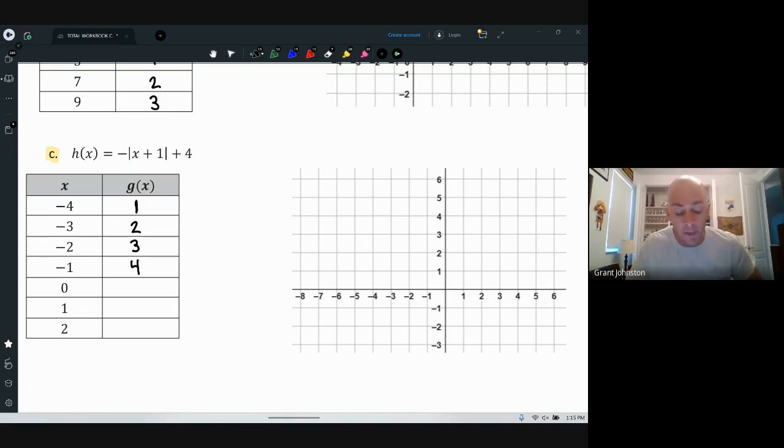Now let's plug in 0. 0 plus 1 is 1. Absolute value of 1 is 1. There's a negative in front, so it's going to be negative 1 plus 4 is 3. Plug in 1. 1 plus 1 is 2. Absolute value of 2 is 2, but there's a negative in front, so it becomes negative 2 plus 4 is 2. 2 plus 1 is 3. Absolute value of 3 is 3, but there's a negative in front, so it's negative 3 plus 4 is 1.